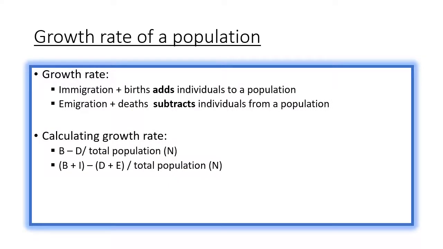So the growth rate of a population: immigration plus births adds individuals to a population, whereas emigration and deaths subtract individuals from a population. So we calculate growth rate by going births minus deaths divided by the total population, and births plus immigration minus deaths plus emigration over the total population.